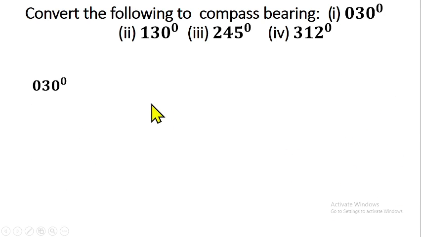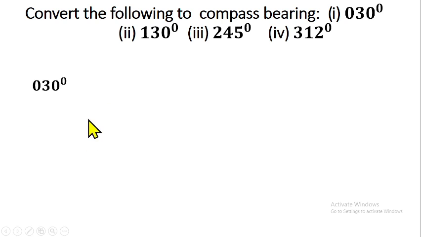So let's see how we can convert this 3-digit bearing to compass bearing. Now we have seen how we can convert from compass to 3 digits. Let's now see how we can convert from 3 digits to compass bearing. The first thing we have here is 30 degrees in 3 digits. Let's see how we can convert it to compass.